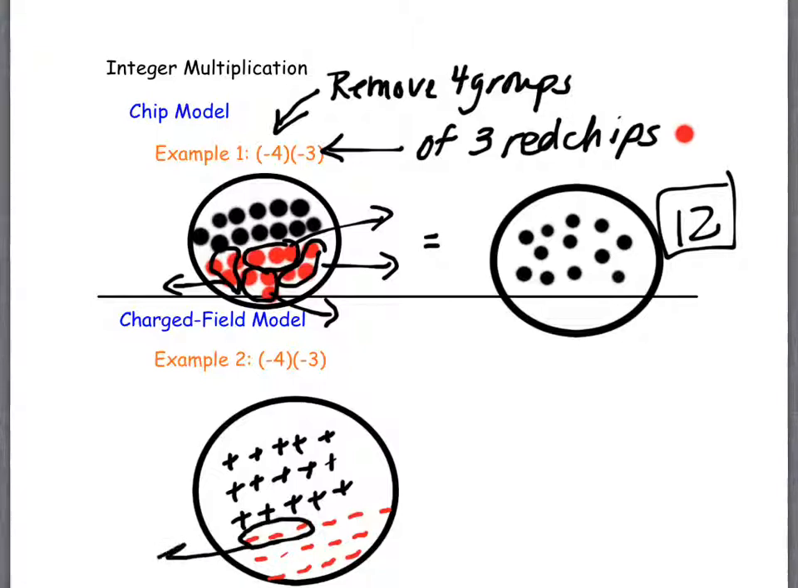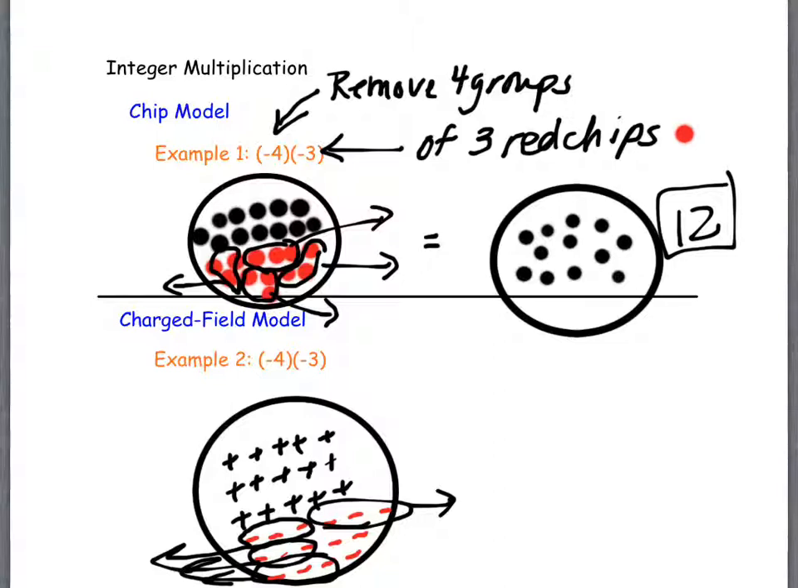So here's one group of 3. Here's 2 groups of 3. Here's 3 groups of 3. And here's 4 groups of 3. There's still some red chips that didn't get removed, so you don't want to go over the board here. You're not trying to remove extras that are there.